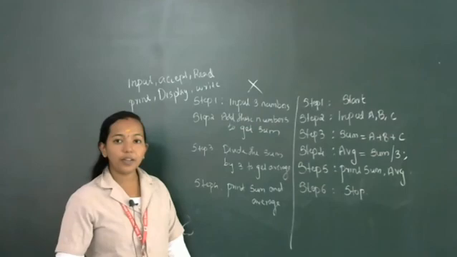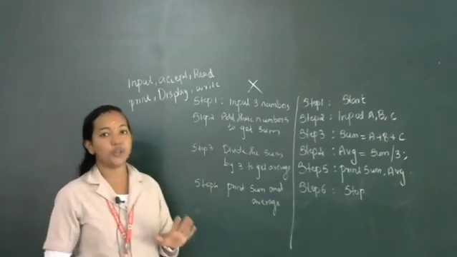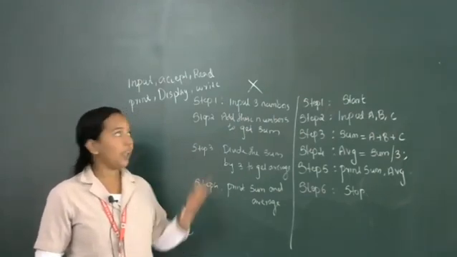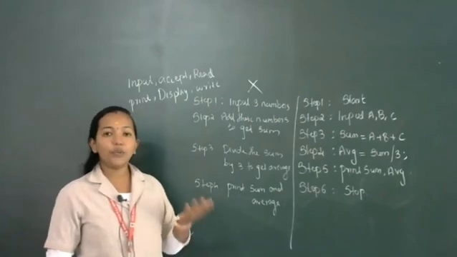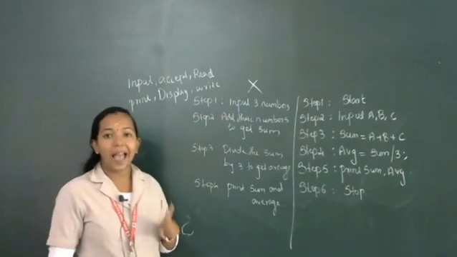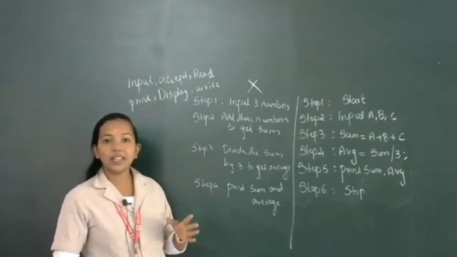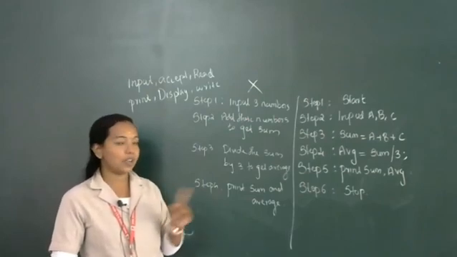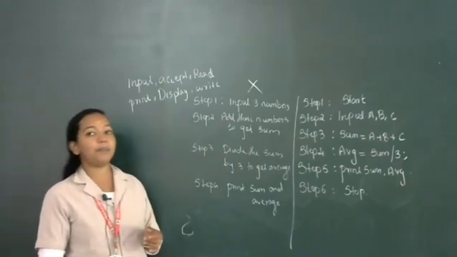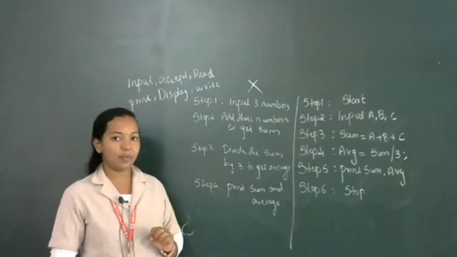So every algorithm starts with the instruction called start and ends with stop. Then every algorithm starts with input. Input means we are inputting values. For inputting values in an algorithm, we use 3 instructions: input, accept and read. Any one we can use. After that we can process. Every processing step contains an equal to symbol. First we find the sum. Sum is equal to a plus b plus c. This ABC belongs to the category of variables.